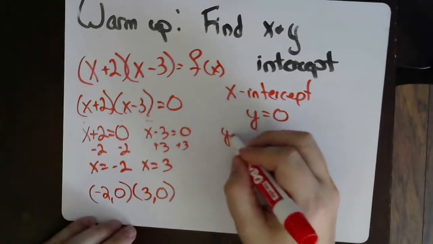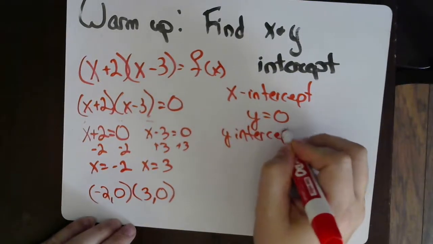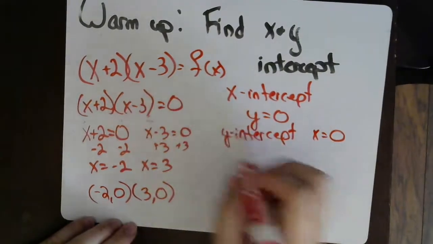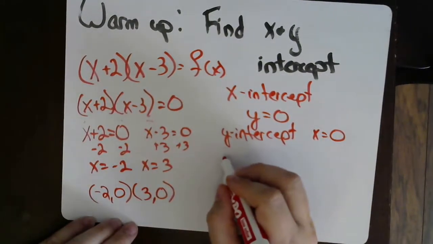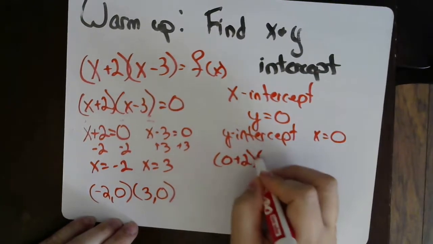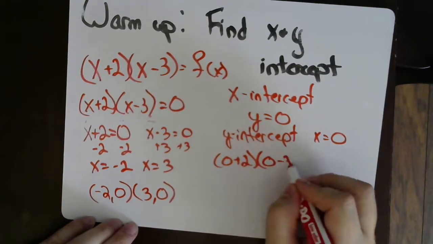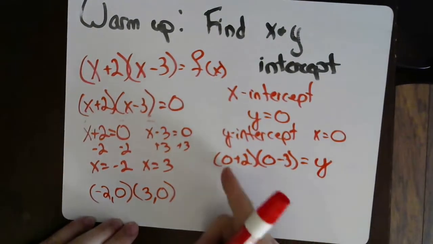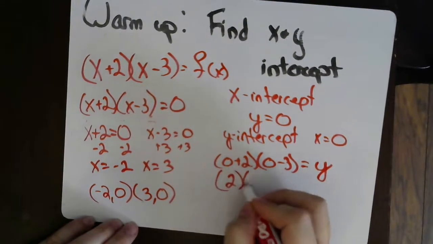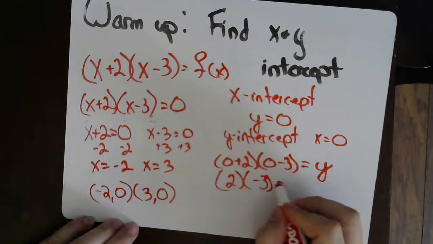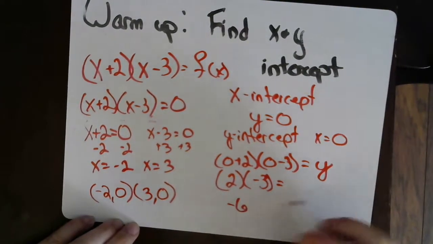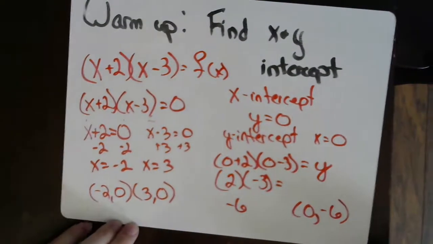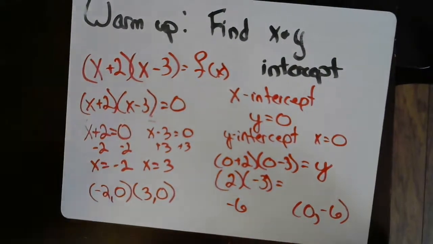All right, let's do our y-intercept. That's when x is equal to 0. So now all we're going to do is plug in 0 to those x's. So 0 plus 2 times 0 minus 3. And what does that equal? Okay, 0 plus 2 is 2. 0 minus 3 is negative 3. And so in this case, that means it's negative 6. So when x is 0, y is negative 6.